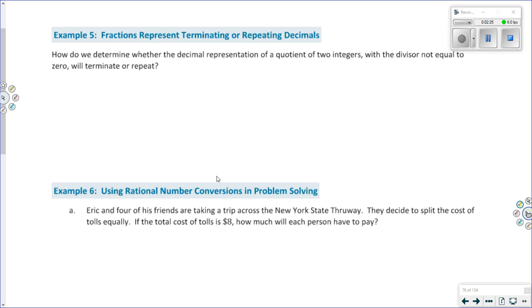So this is what we need to realize. If your denominator is made up of a tree that's either 2s, 5s, or 2s and 5s, it's going to terminate. Anytime you have anything else in your tree, a 3, a 7, anything, it's going to repeat. So let's look at a couple of examples here. Let's do 1 over 16, let's do 3 over 8, and let's do 5 over 9.